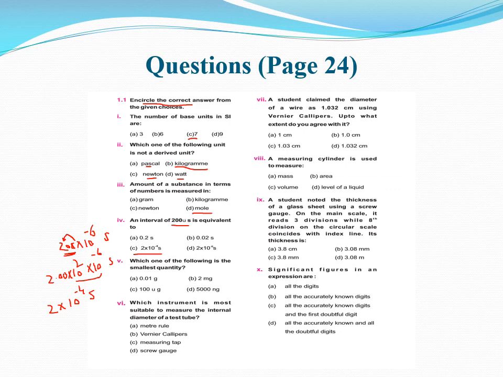Now come to part number 5. Here in part 5, which one of the following is the smallest quantity? So the smallest quantity is D, 5000 nanogram. So let's make it clear. 5000. Nano is a prefix. This n stands for nano, and its numerical value is 10 raised to power minus 9.